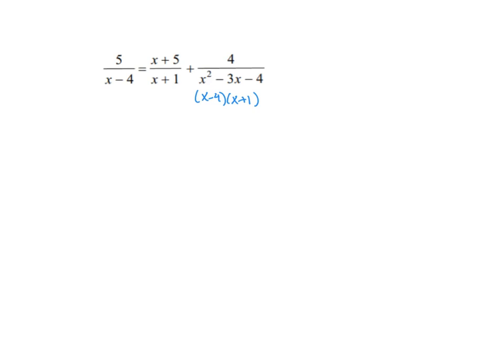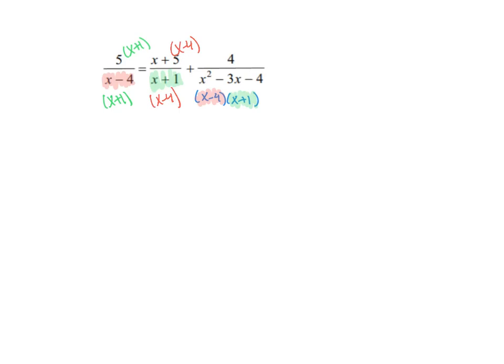So if I go all the way to the first denominator, this has an x minus 4, which so does my last common denominator. But it doesn't have this x plus 1. So I'm going to multiply the top and bottom by this x plus 1. Then if I look at the second fraction, it has that x plus 1, but it doesn't have the x minus 4. So I'm going to multiply the top and bottom by that x minus 4.